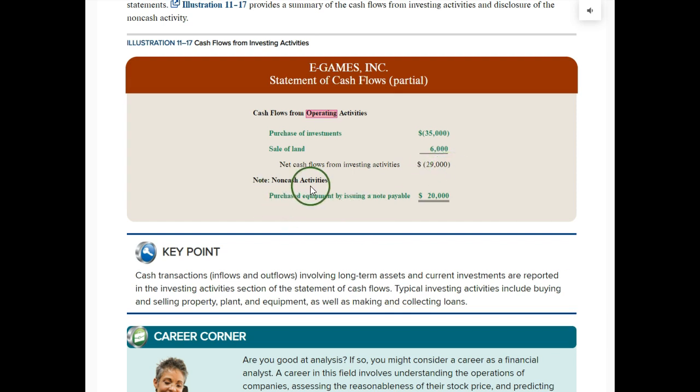We also have this non-cash activity. Remember, they purchased equipment by issuing a note payable for $20,000. So no cash changed hands when this was purchased. They just signed a note. This goes at the very bottom of the statement of cash flows.